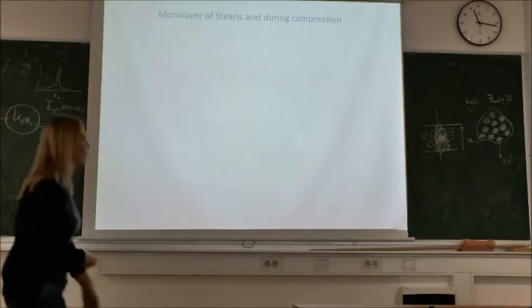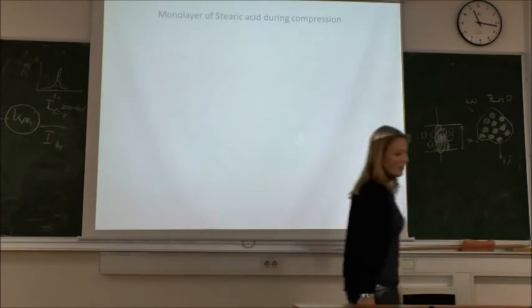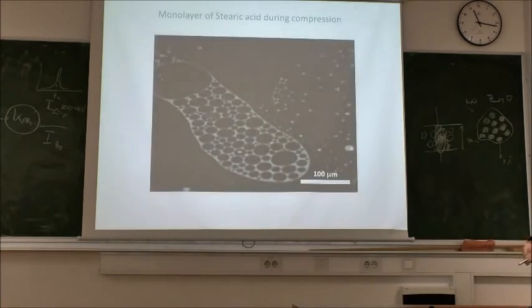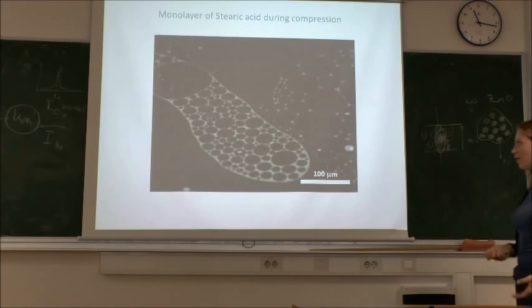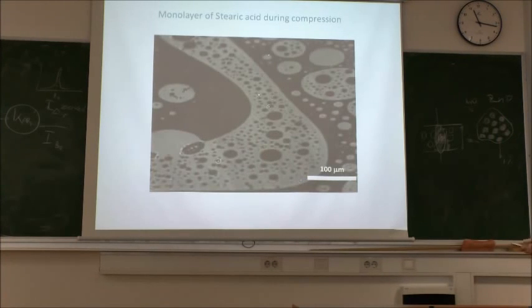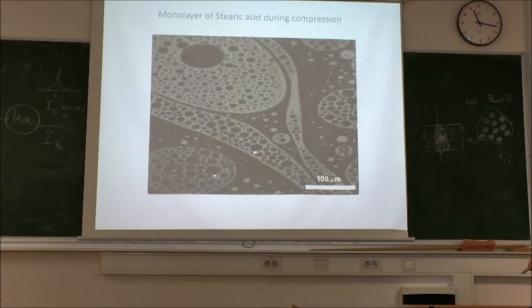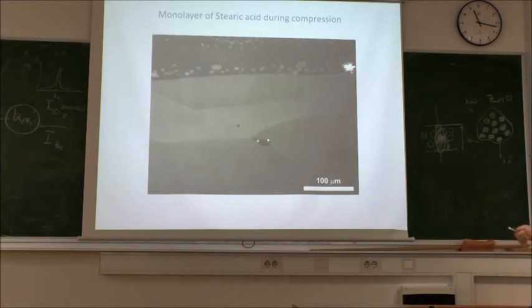In combination with Brewster angle microscopy, we can observe what is really happening with our monolayer during the compression. In the beginning, when the molecules are in the gaseous phase, we can observe small islands of surface active molecules floating on the surface. We can observe different structures. But when the surface area is decreased, the monolayer becomes more dense, and domains with different intensity appear.